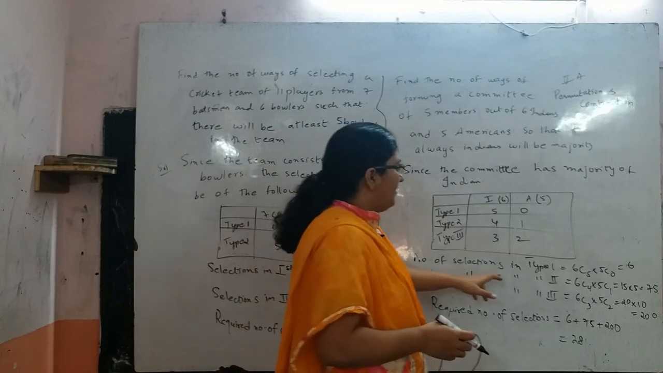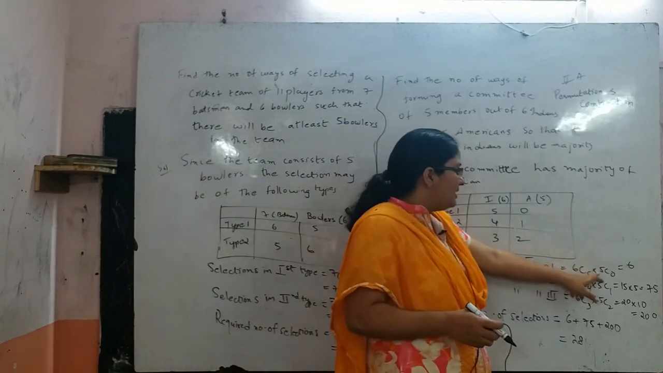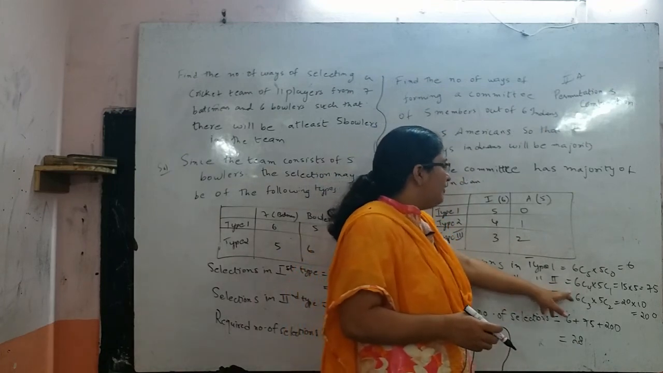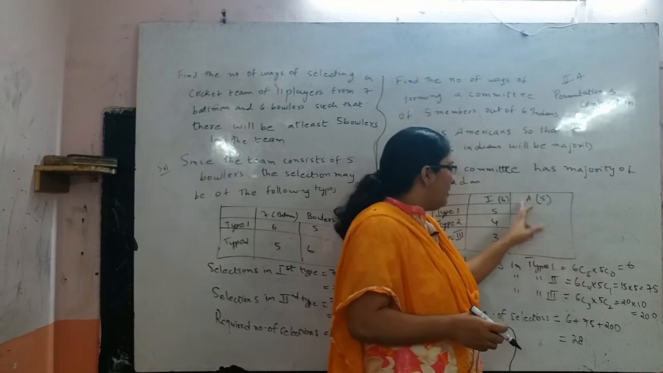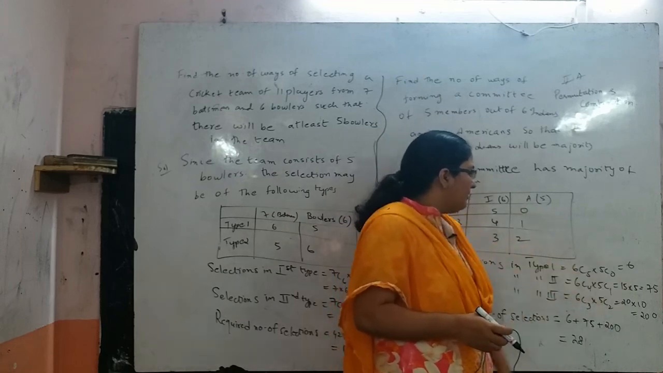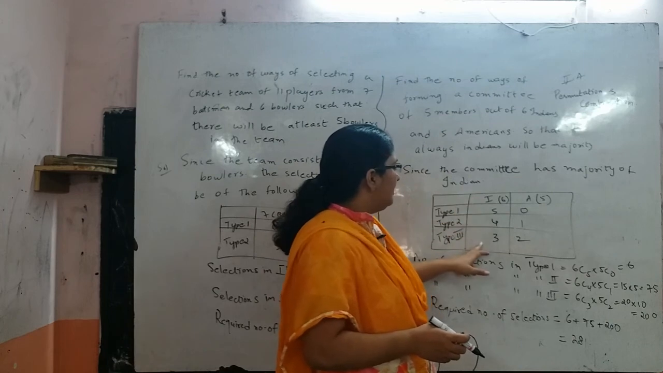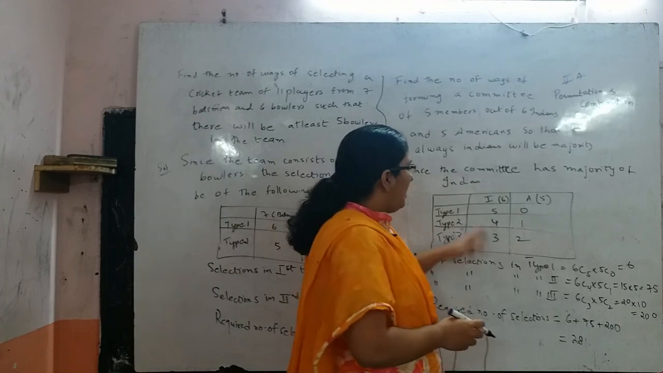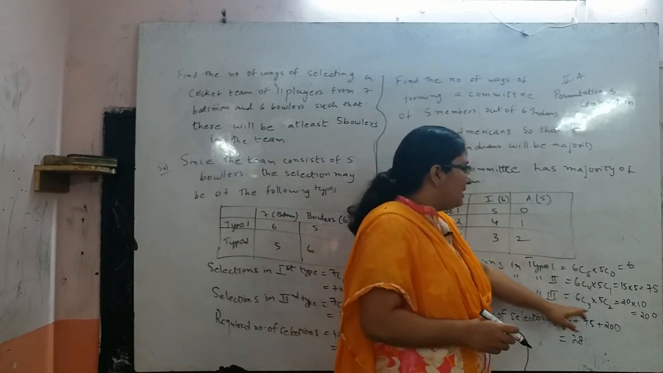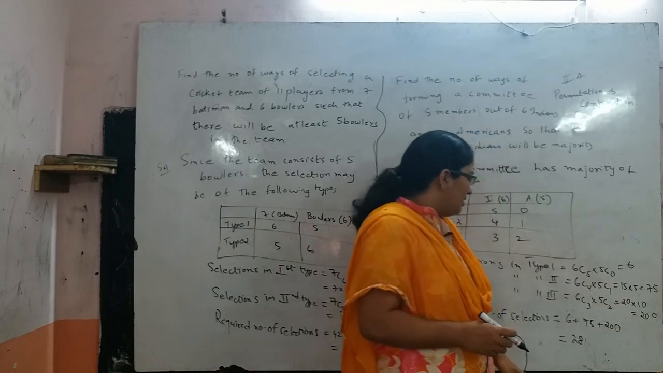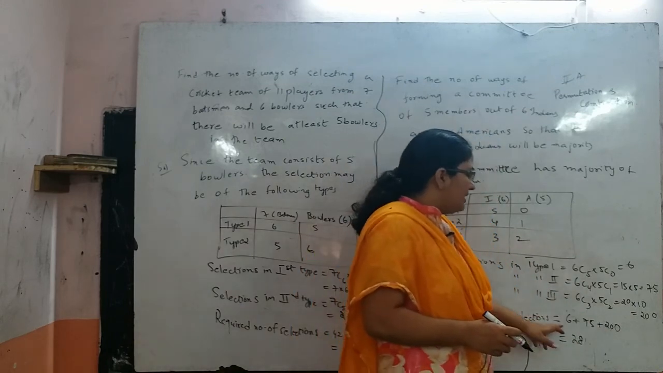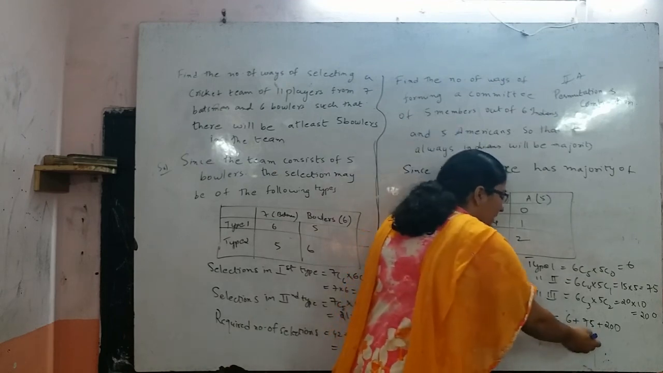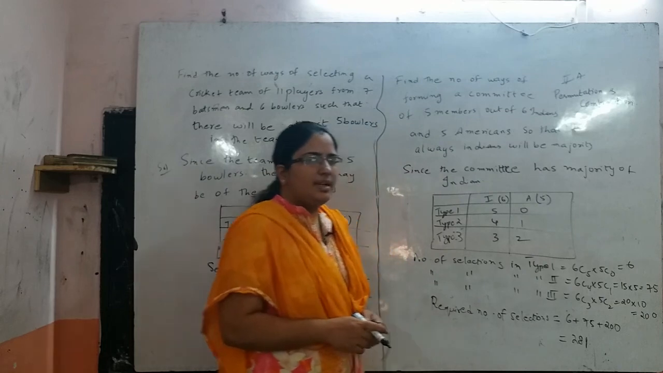Number of selections of type 1 are 6C5 into 5C0, which is 6. Number of selections of type 2, 6C4 into 5C1, that is 15 into 5, which is 75. Number of selections of type 3 are 6C3 into 5C2, that is 20 into 10, which is 200. So total number of selections are 6 plus 75 plus 200, which is equal to 281. These are the various selections that you have.